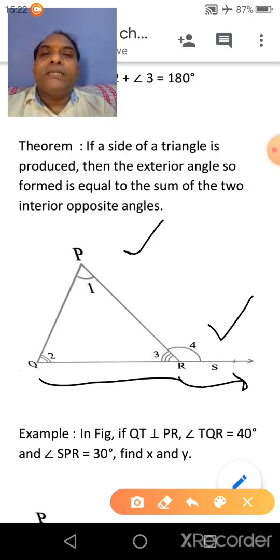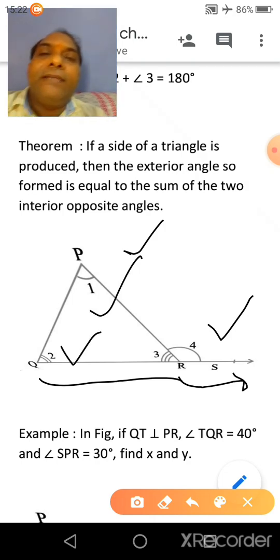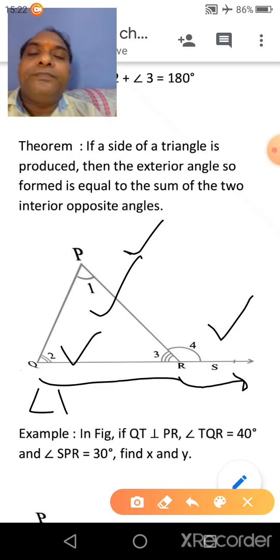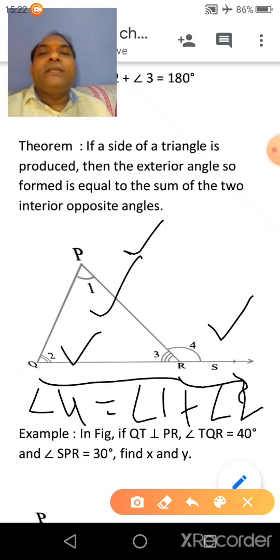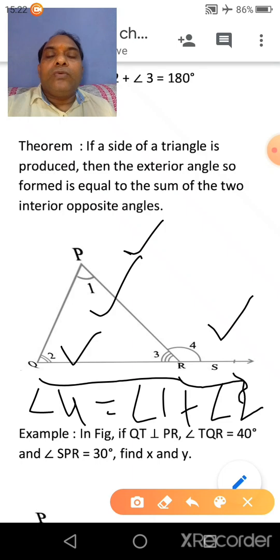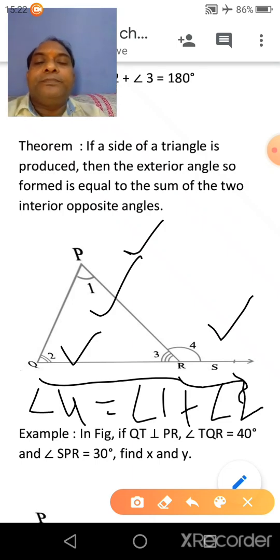So angle 4 is exterior angle and interior angles opposite to this angle are angle 1 and angle 2. So we can say that angle 4 is equal to angle 1 plus angle 2. It means exterior angle is equal to sum of opposite interior angles. Clear?